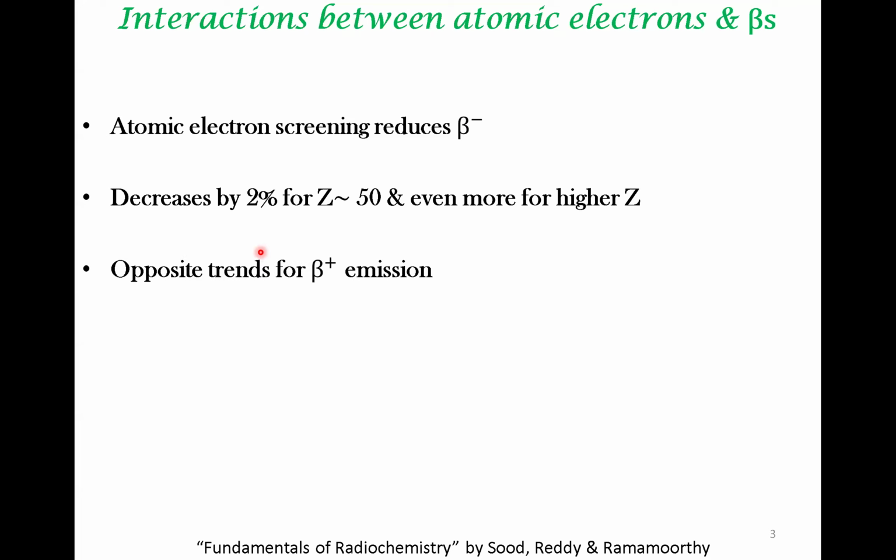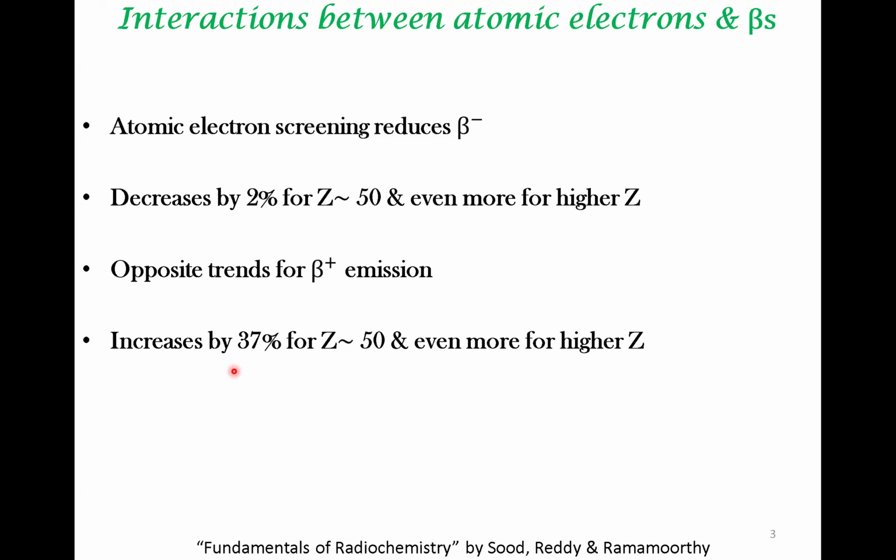As you would expect, the trend would be opposite for beta plus emission, because in beta plus emission a positive particle is emitted out of the nucleus. So the negatively charged electrons will pull those particles out. The number of beta particles coming out of the nucleus increases by about 35 to 37% for atomic number 50. And if the nucleus has greater atomic number, the number of beta plus particles also increases.